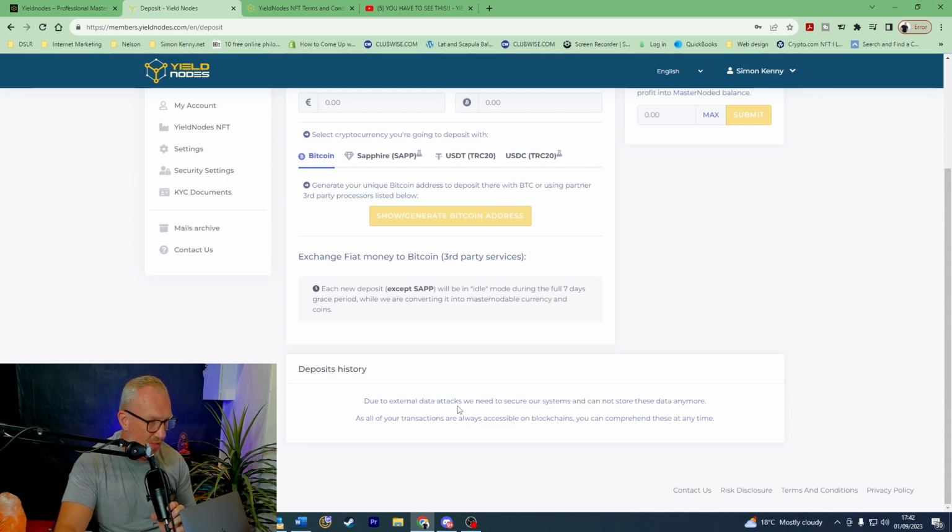But it says due to external data attacks, we need to secure our systems and cannot store these data anymore. When it says they cannot store the data anymore, that's an important phrase, so we'll get back to that in a second. And then it says, as all of your transactions are accessible on blockchains, you can comprehend these at any time. So basically what they're saying is you can go to a blockchain explorer and look up your addresses and see when you've made transactions to yield nodes. If only it was that easy. I mean, it's not easy for people who know what they're doing. It's definitely not easy for people who have got no clue, the layperson, let's say.